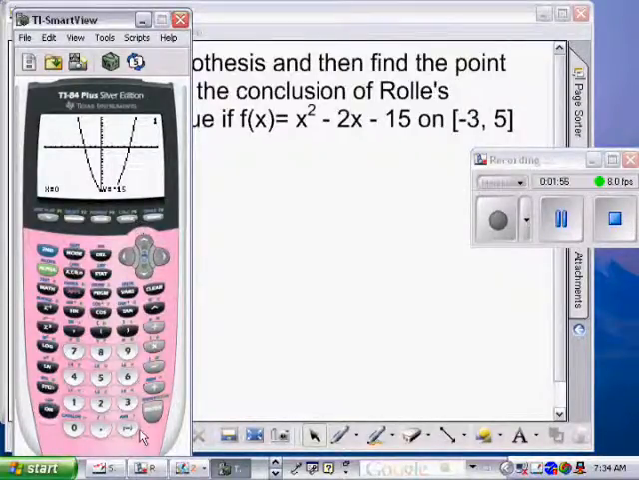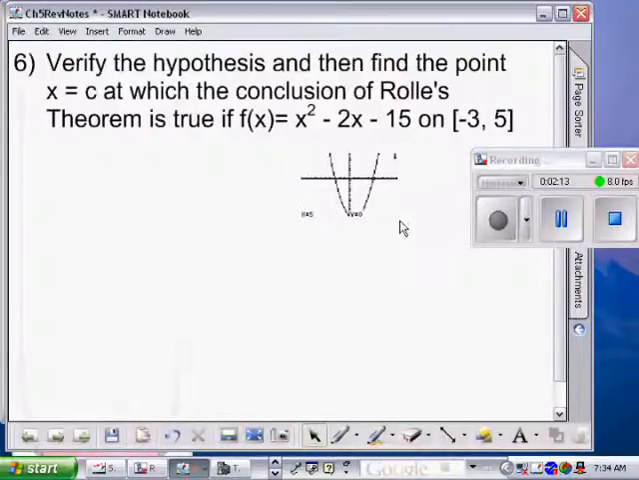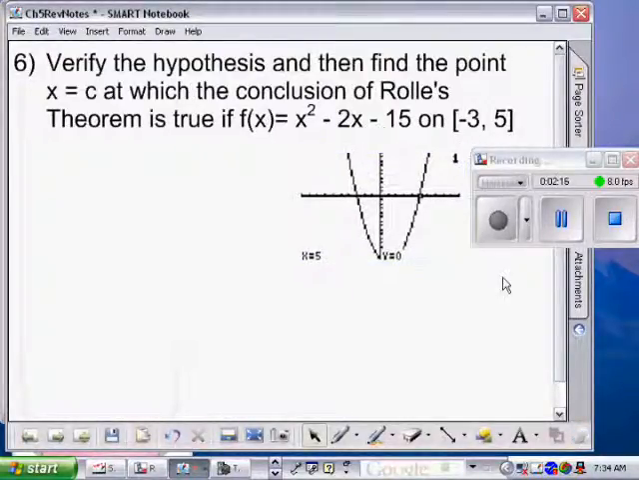So if I go to trace and type in -3, I get 0. And if I type in 5, I get 0. So looking at the full part of Rolle's theorem, now we went through on some of your homework and actually found these values. There's your 5, and right there where it hits, that's your -3. Okay, so it passes the whole thing because we know we have a horizontal line.